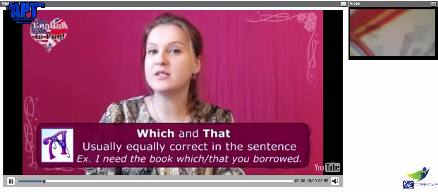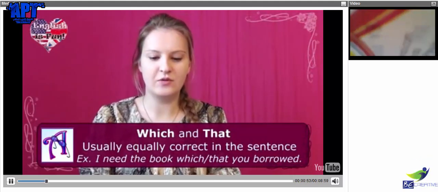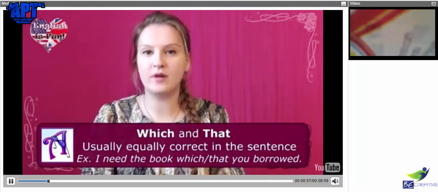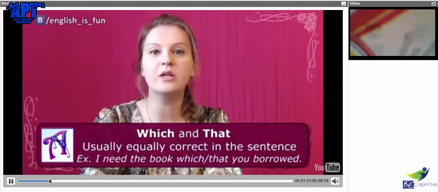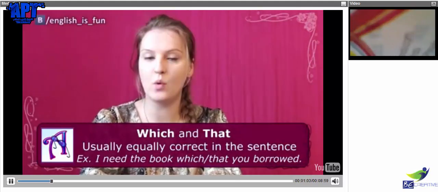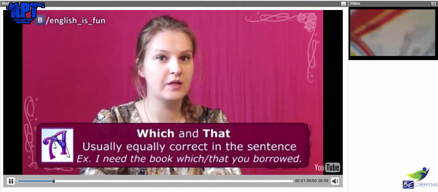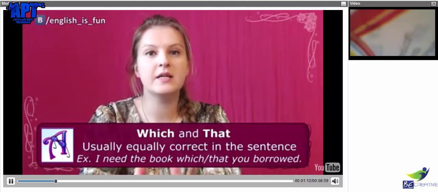First, we're going to talk about the difference between which and that. So, they are usually equally correct in a sentence. For example, I need the book that you borrowed, or I need the book which you borrowed. Both these sentences will be equally correct.